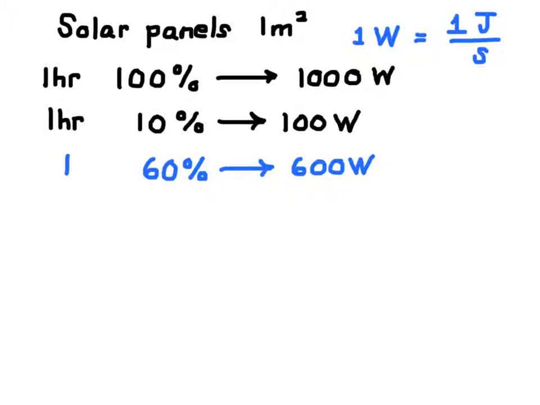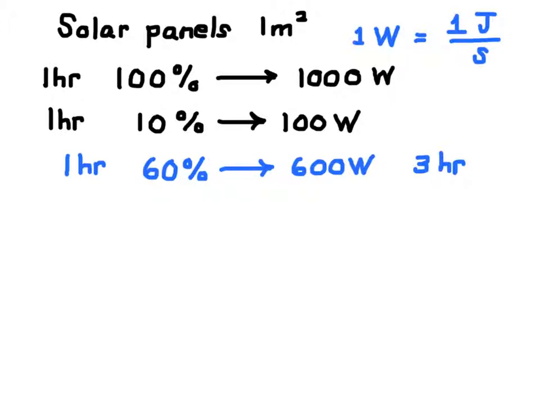And in 1 hour, our panel gives us, in our problem, 600 watts. And also in the problem, it tells us that we do this for 3 hours. This goes for 3 hours. And the question is, how many joules of energy do we get from the panel in 1 day?